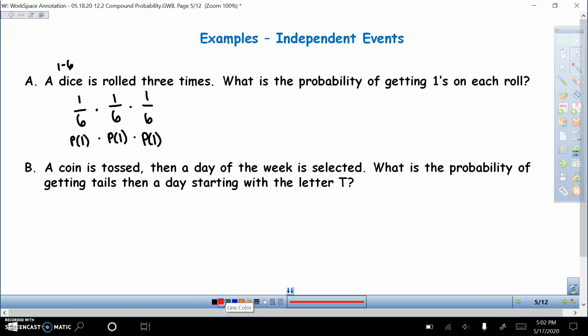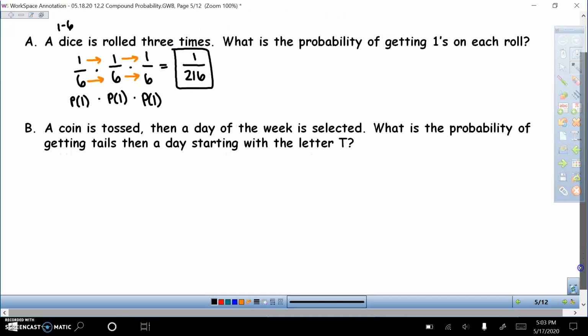So remember, with fraction multiplication, we multiply numerator times numerator and denominator times denominator. So 1 times 1 times 1 is 1 on top. 6 times 6 times 6 would be 216. This fraction does not simplify, so that would be your answer. And as a reminder, you can write that as a decimal or as a percent.